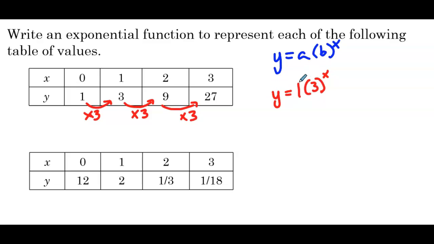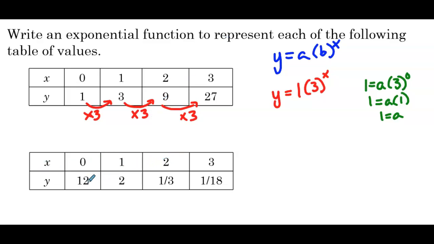So again, if you're not sure where I got that part from, we know when x is 0, y is 1, so I can plug it in essentially. 1 equals a times 3 to the 0 power. So 1 equals a times 1, so 1 equals a. And we can solve that out each time if we need.